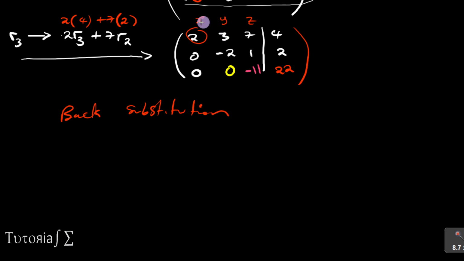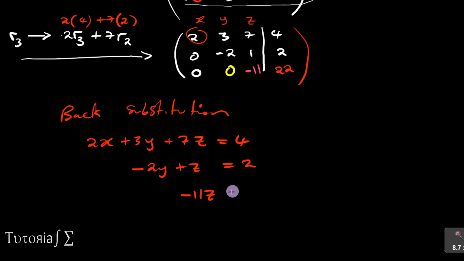Okay, and basically it's just taking these back into equation form. So the first row will be 2x plus 3y plus 7z equals 4. Here we're going to have negative 2y plus z equals 2. And the last one we have negative 11z equals 22. Then now we start from the bottom to find the variables.